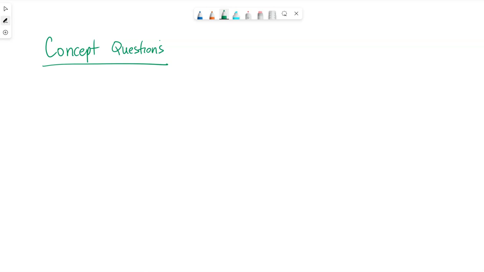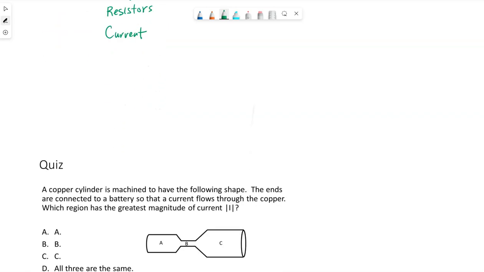We're going to go through a few conceptual questions specifically related to our introduction of Ohm's law and resistors and current. So we have not yet covered resistors in series and parallel, well, as far as specific equations that apply to them, but basic concepts here.